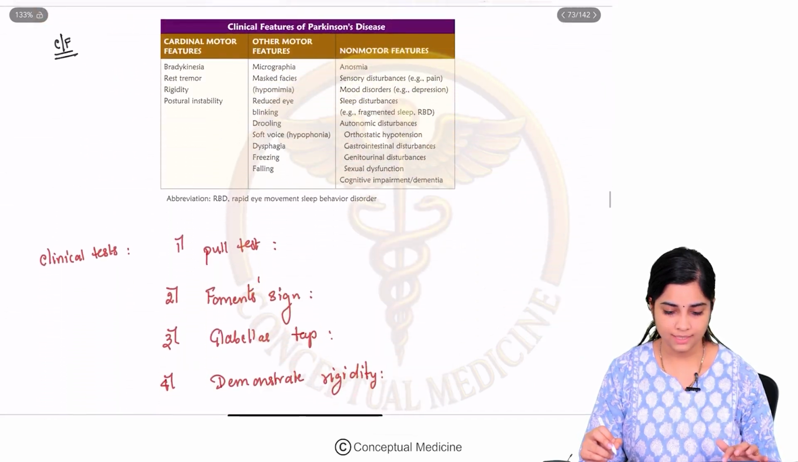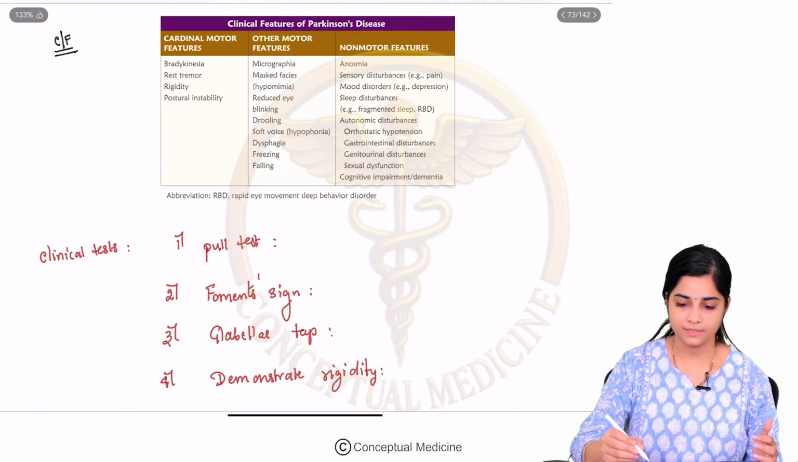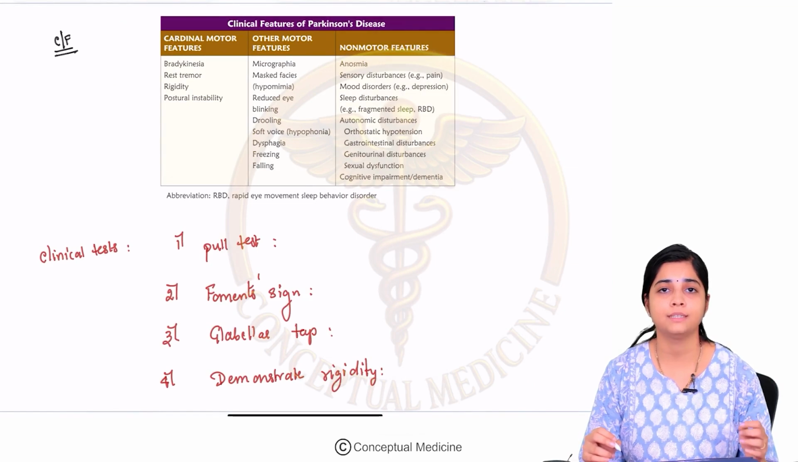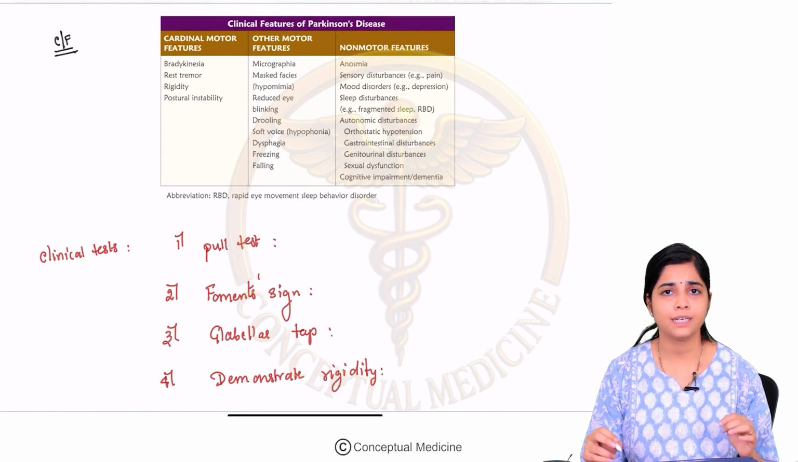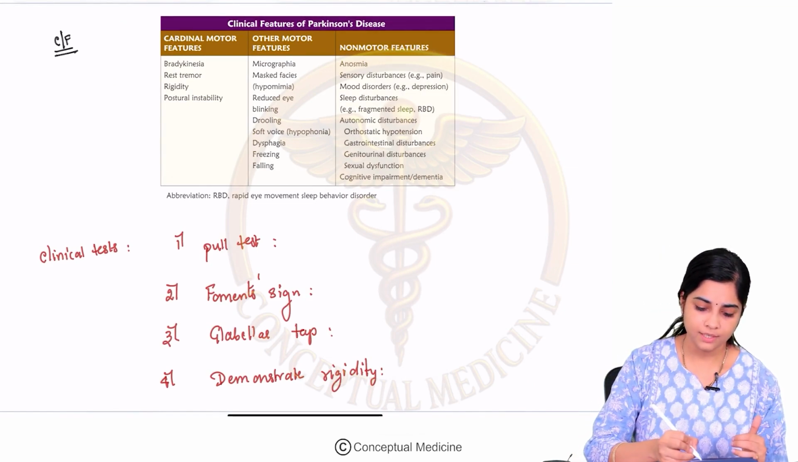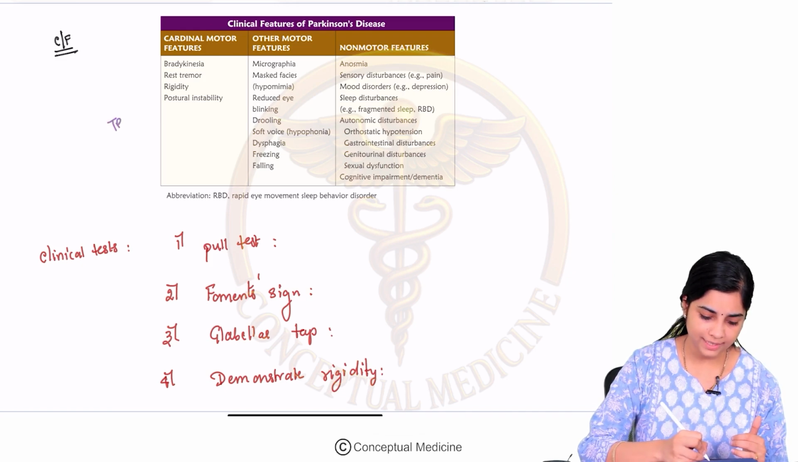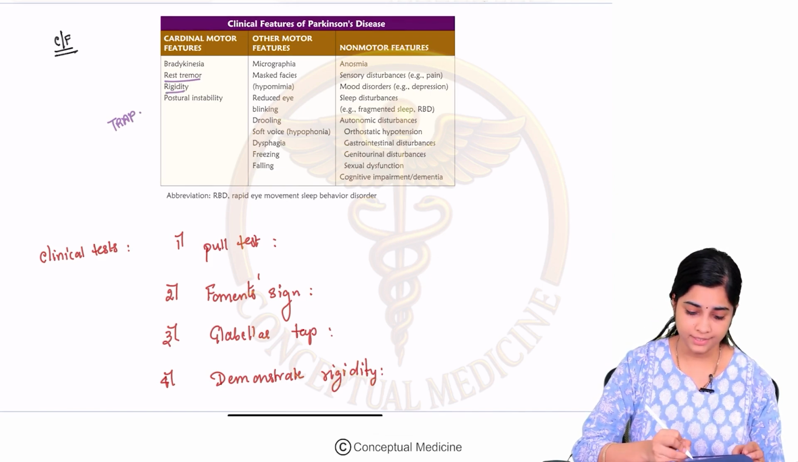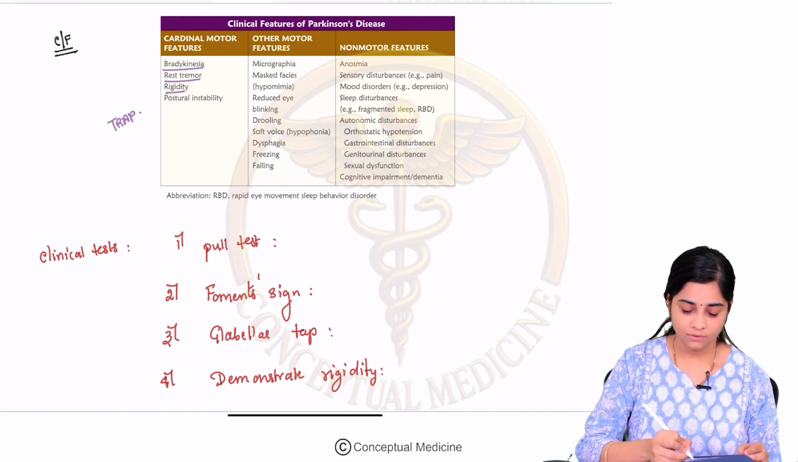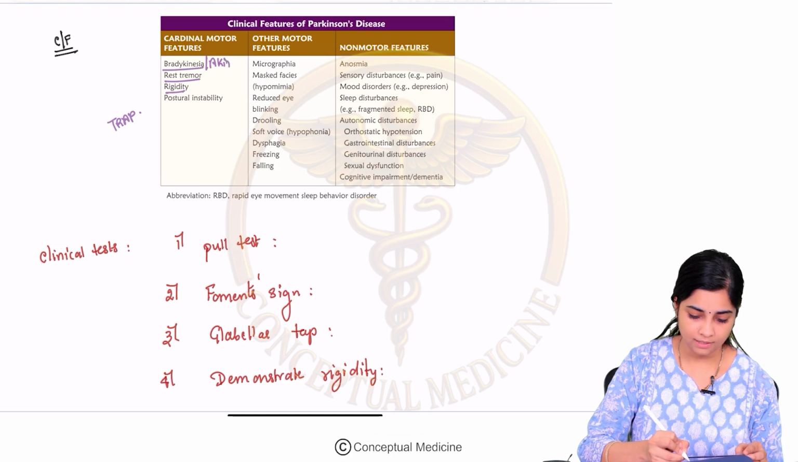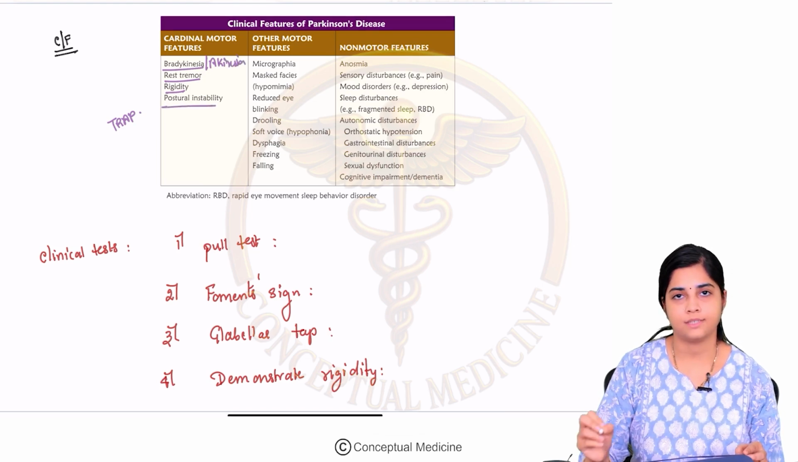Now let us understand the clinical features of Parkinson's disease. We have already looked at the cardinal features. Let us understand what are the clinical features. Cardinal features is what? It is TRAP. We have already seen resting tremors, rigidity, bradykinesia or akinesia, and postural instability.